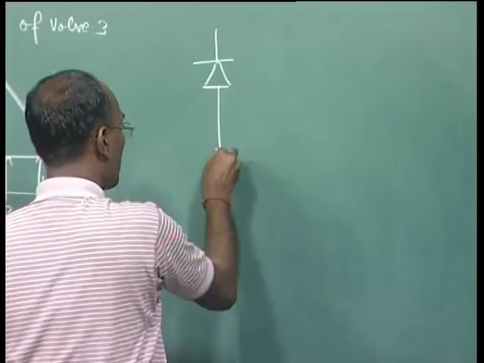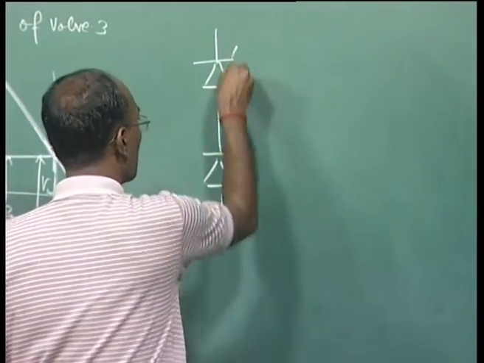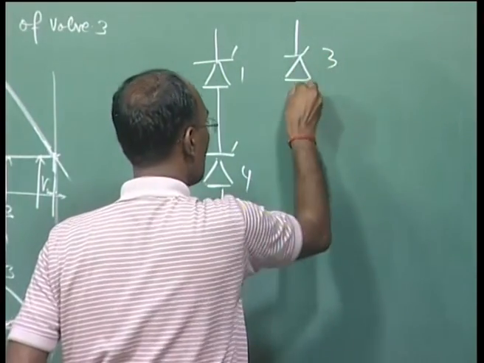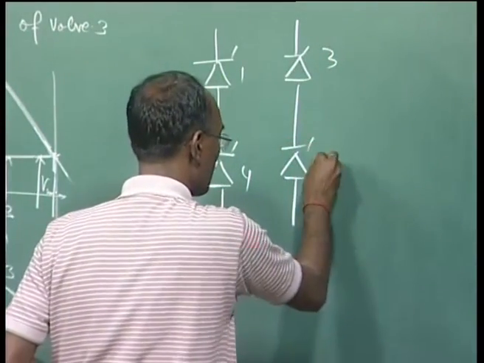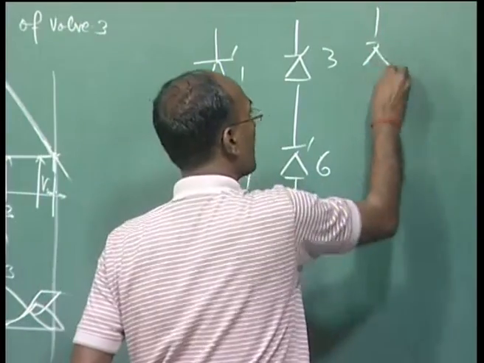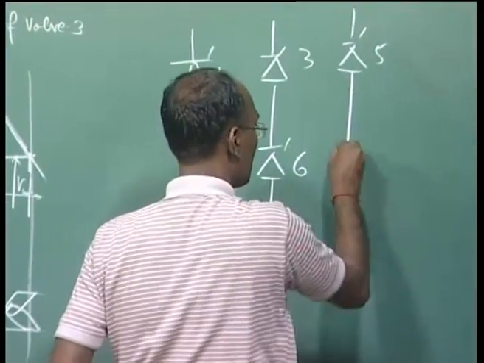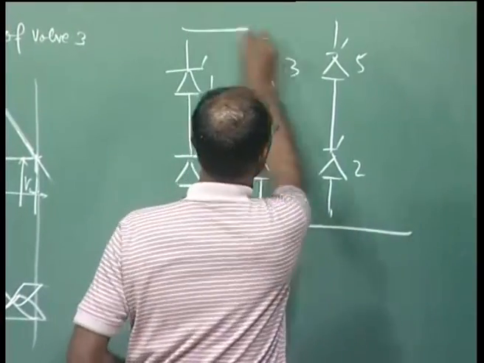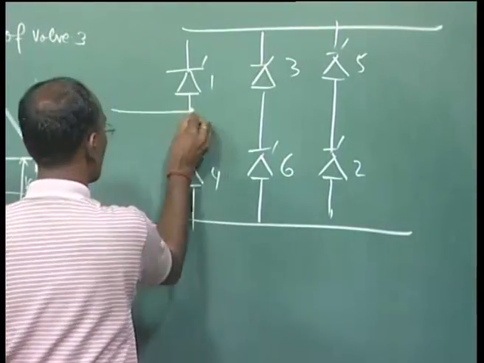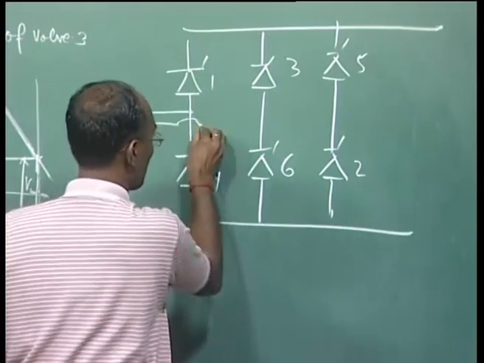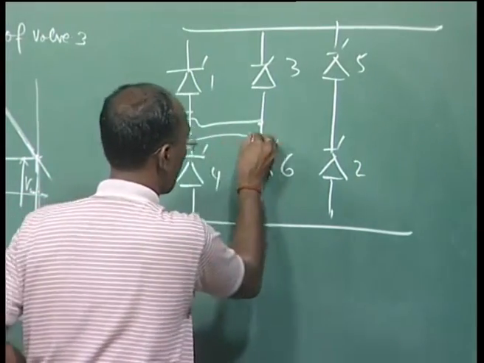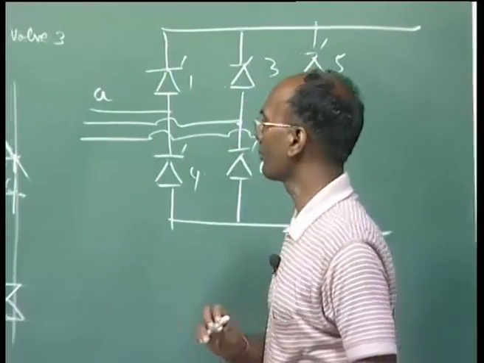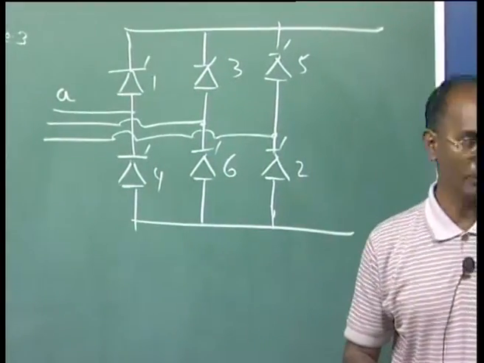This is your valve 1, here valve 4, here valve 3, we are having valve 6, here we are having valve 5, and then valve 2 here. So this is your phase A, here phase B, here phase C. Now with this, we can start from the top figure.